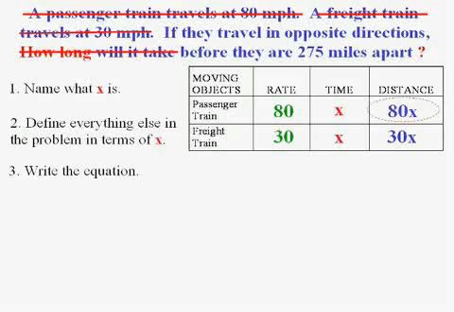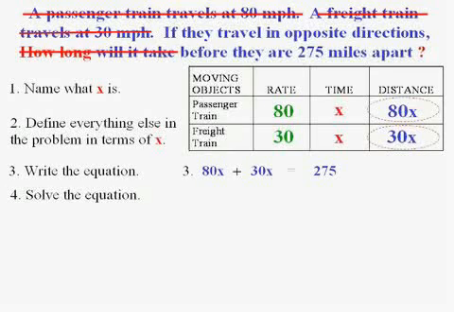that's what's represented by 80x. The distance that the passenger train went plus the distance that the freight train went is going to have to equal this 275 miles, because they're going in opposite directions. And that's going to be your equation.